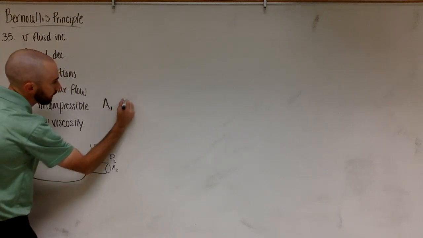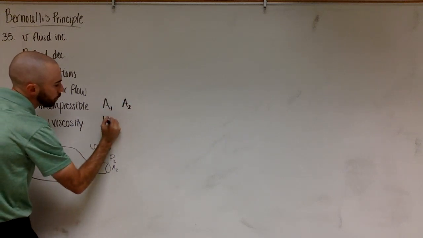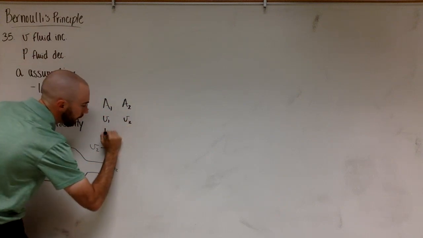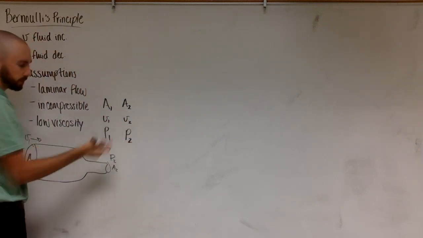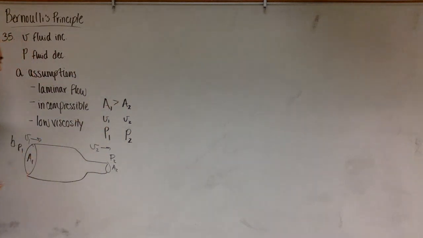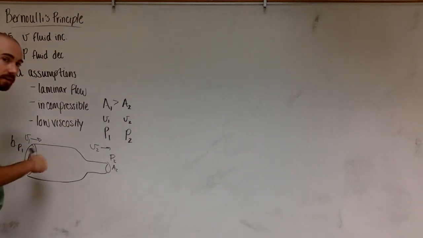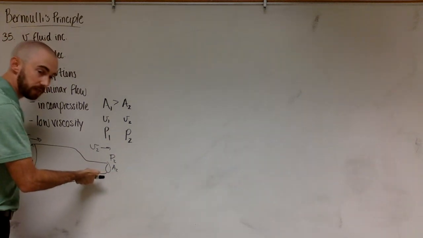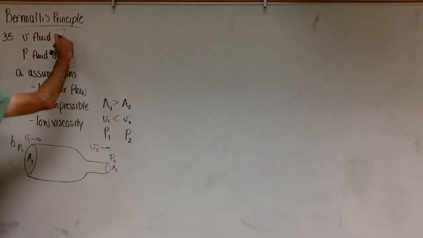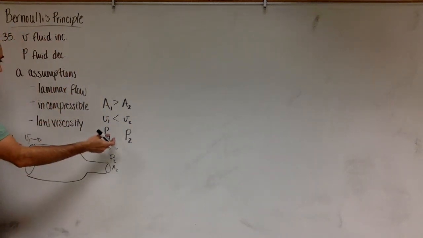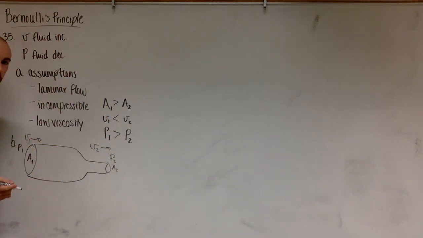We have A1, A2, V1, V2, and P1, P2. Using this, we can obviously see the area is bigger on the left. I want you to pause the video, take a second, fill out the rest of the inequalities, and we'll see how you did. All right, so based on this, it's like sticking our finger in the end of a hose. It's going to come out faster, so V2 should be higher over here. Then by Bernoulli's principle, it's going to be moving faster, meaning it's going to have lower pressure.